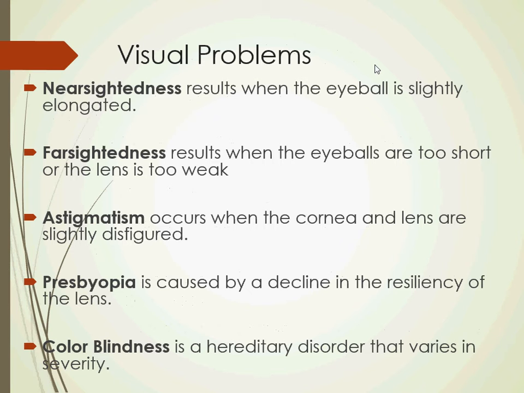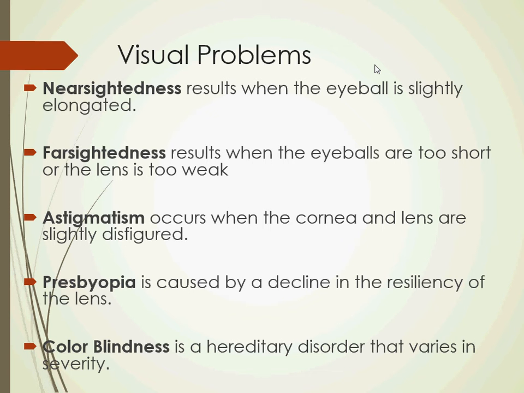There's a whole host of visual problems that have different causes. Nearsightedness results when the eyeball is slightly elongated. And the contrast is farsightedness, where the eyeballs are slightly short. You can also be farsighted if your lens is weak. Astigmatism is a condition where your cornea and lens are slightly malformed or disfigured.